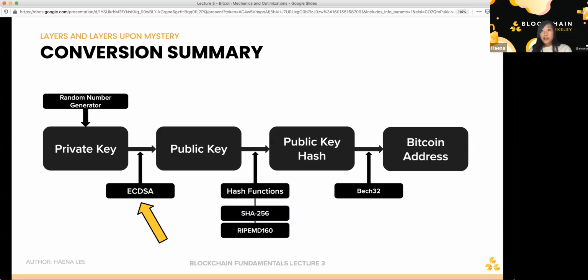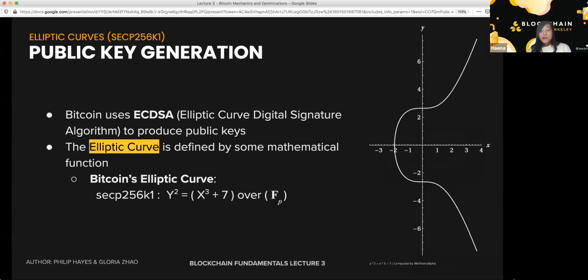Okay. So the next step after we generated a private key, we want to be able to generate a corresponding public key from that unsigned integer. So we do this by running through ECDSA. Again, Bitcoin uses ECDSA to produce public keys, and part of the algorithm involves doing some calculations through an elliptic curve.